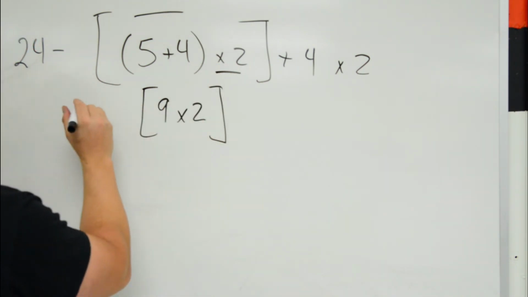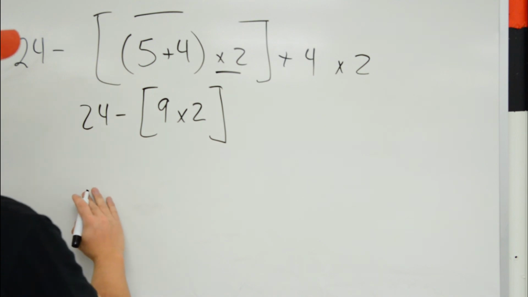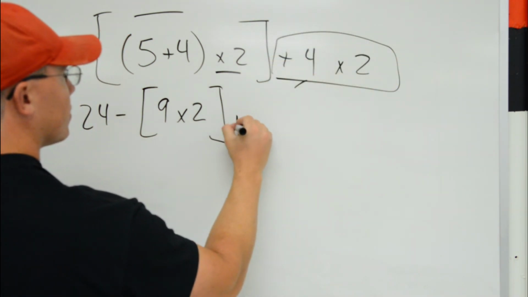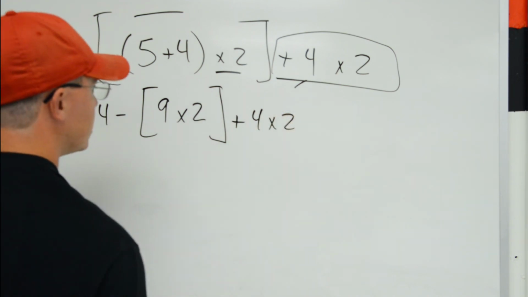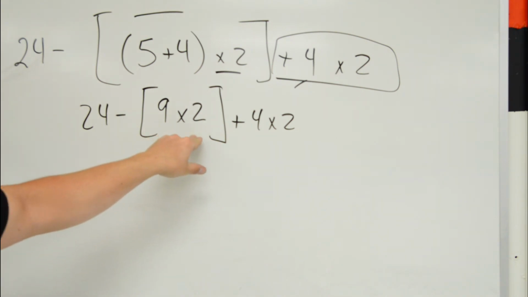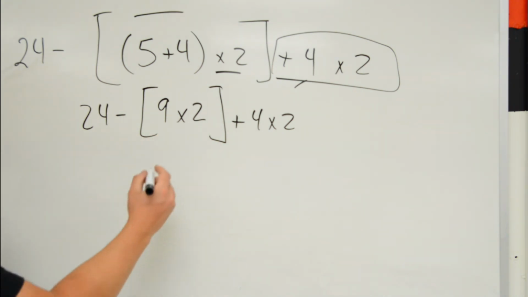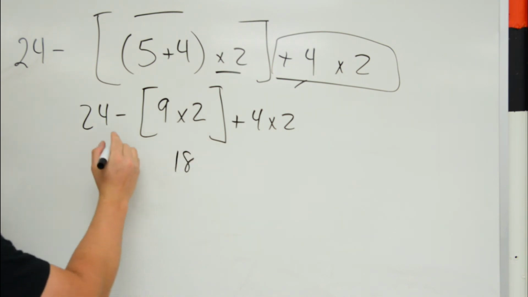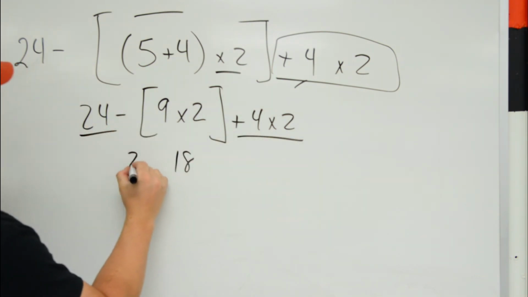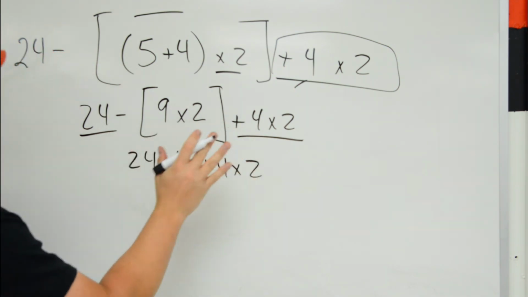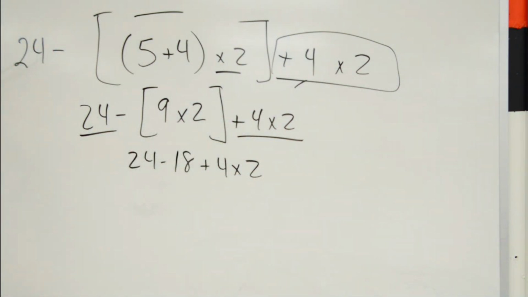Bring everything on the left side, 24 minus, and then bring all this down as well. Okay, so we still have a grouping symbol. With this one right here, these are our brackets, we have to do this first. So we have 9 times 2, which is going to give us 18. Now bring everything down with it. Now we don't have any more grouping symbols. So what is our next step?